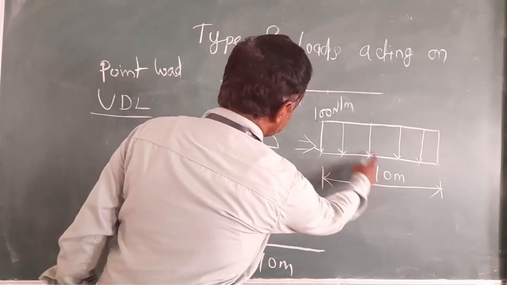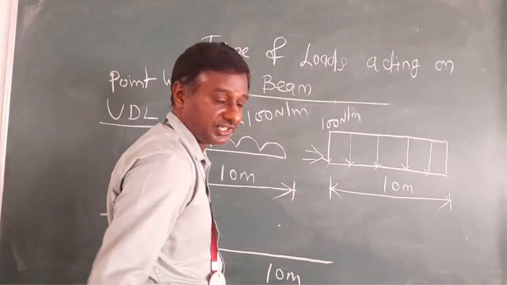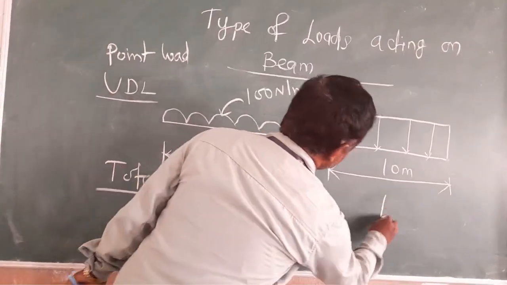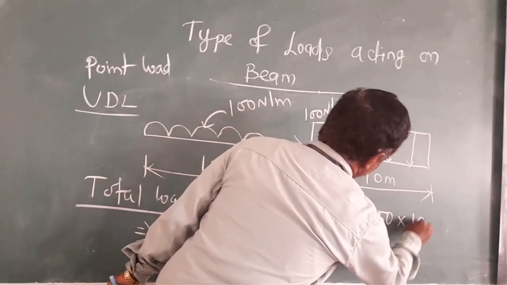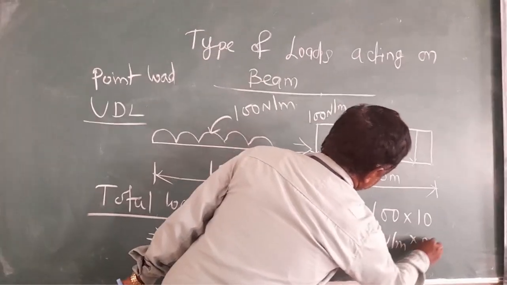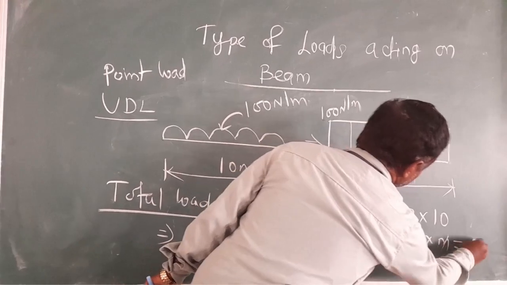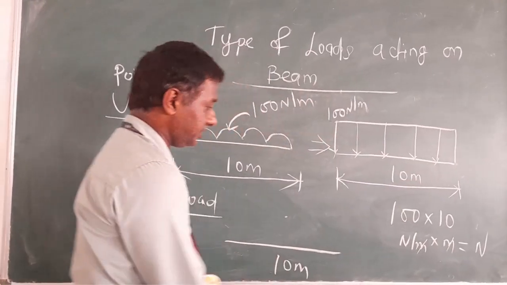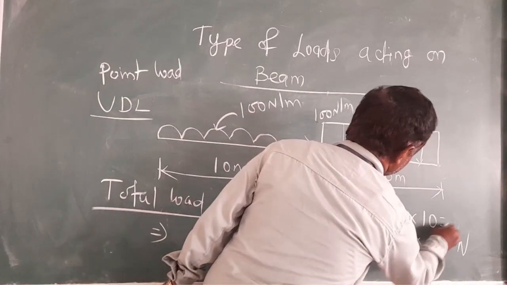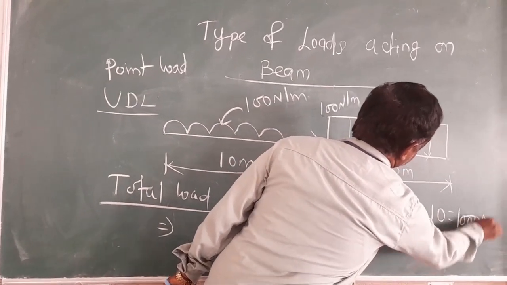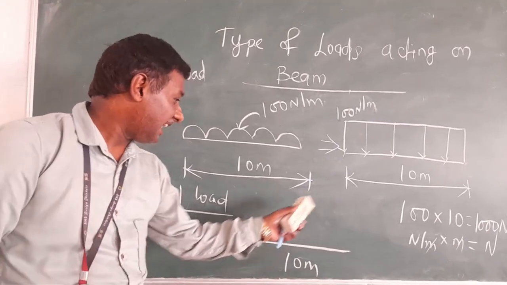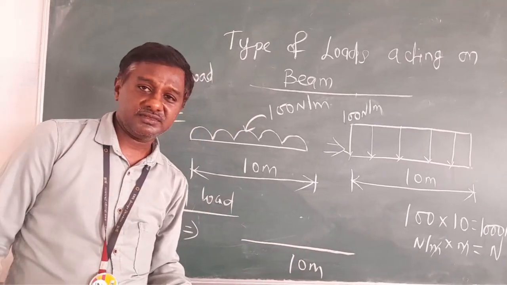So 100 into 10 will give you the area. The unit will be Newton per meter times meter, so we will get Newton as the unit. Now I got 1000 Newton. And where is this 1000 Newton acting?